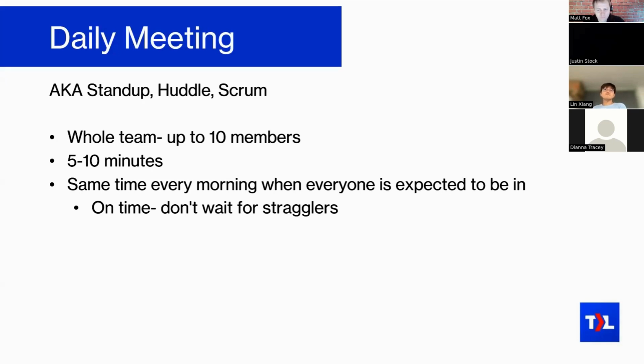Also, you don't wait for stragglers. If you say it's at 9, you start it at 9 every day. People who typically straggle in at the end will learn that they're going to miss stuff unless they're on time. And you put it in the calendar. So that's just some of the expectations you can set if that's the sort of meeting that you want to have in your team.